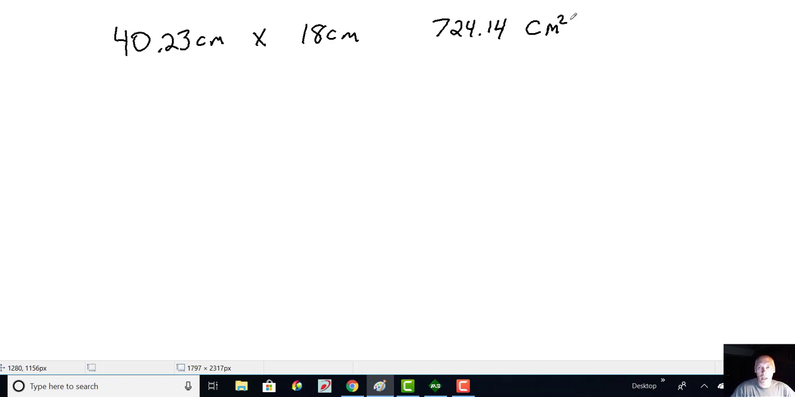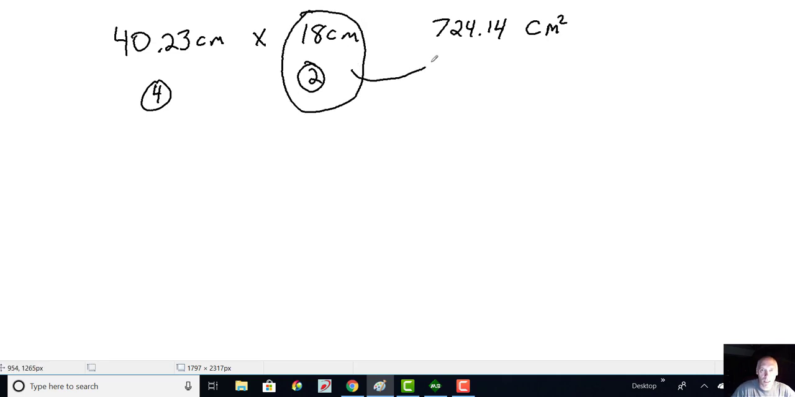Yes and no. A non-scientist would say yes, but they're not paying attention to significant figures. This measurement has 4 significant figures. This measurement has 2 significant figures. You're only as precise as your least precise measurement. Just like in sports, you're only as strong as your weakest link. This is your weakest link. This is your least precise measurement. My answer can only have 2 sig figs.